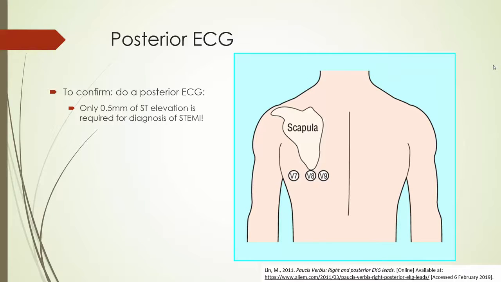So if these ECG features lead you to suspect a posterior infarct, then you can do a posterior ECG to prove the diagnosis. And to do that, you record a posterior ECG by placing V7, V8, and V9 on the back of the patient's chest. V7 is at the posterior axillary line, V8 is at the tip of the scapula, and V9 is at the paraspinal region, and they're all level with V6 in a horizontal plane. The position is not particularly important for our purposes, but once you do the posterior ECG, it only takes 0.5 millimeter of ST segment elevation to diagnose the STEMI.